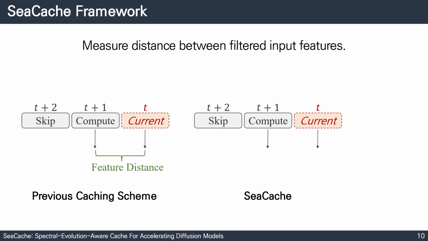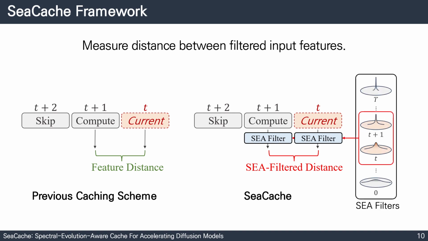Compared to previous caching schemes, SeaCache adds only one simple step. Previous methods directly compute the input feature distance. In contrast, SeaCache first filters the features using the SEA filter and then measures the distance. Thus, the overall caching pipeline is simple, while the distance becomes much more aligned with actual content evolution.